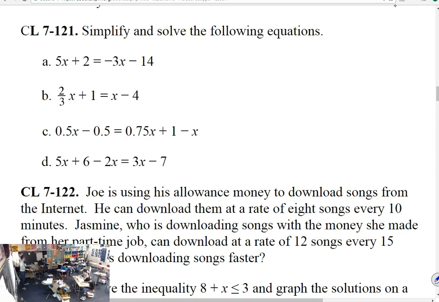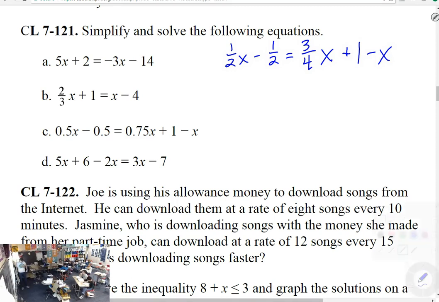I don't like and don't want to deal with non-whole numbers. Honestly, fractions are better than decimals. Even if we're still non-whole, fractions are better. So if I think about this, half x minus, or I guess I could say half again, because if I'm going to work in fractions, equals 3/4 x plus 1 minus x. Before I really start trying to solve for the x, I want to modify this whole thing to make it easier.